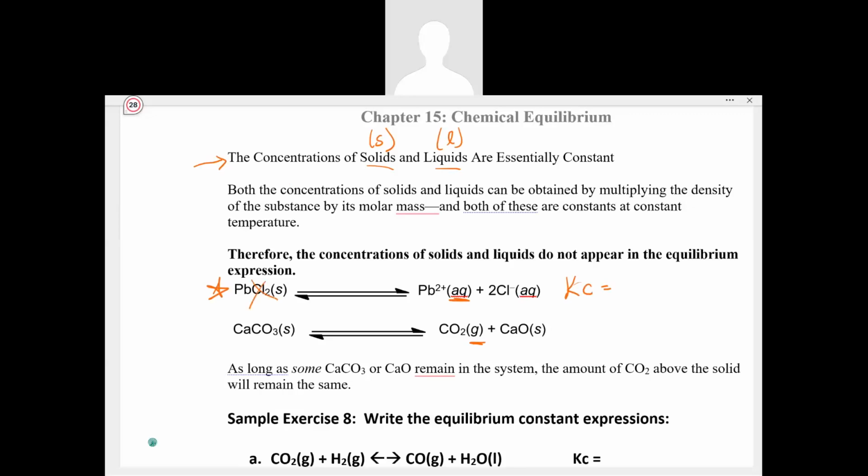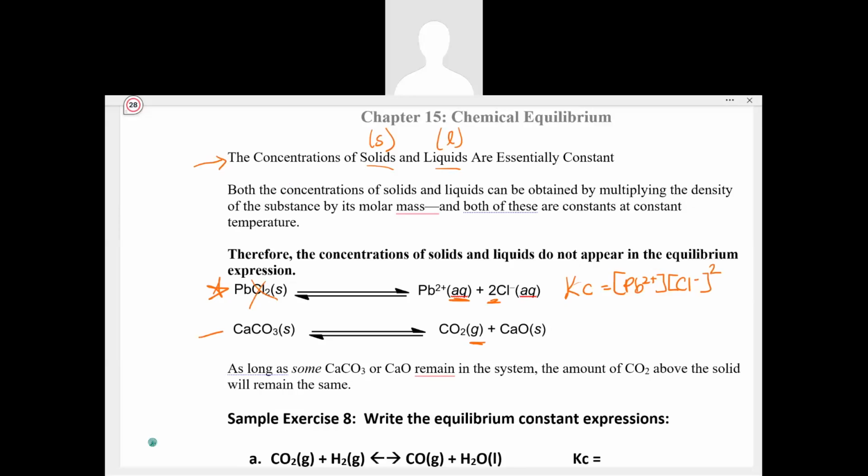and our Kc would just be products over reactants. So since there are no reactants, it would just look like this. And since this has a 2 as a coefficient, we need to make sure to incorporate that as an exponent. So Pb2+, times the concentration of Cl- squared.